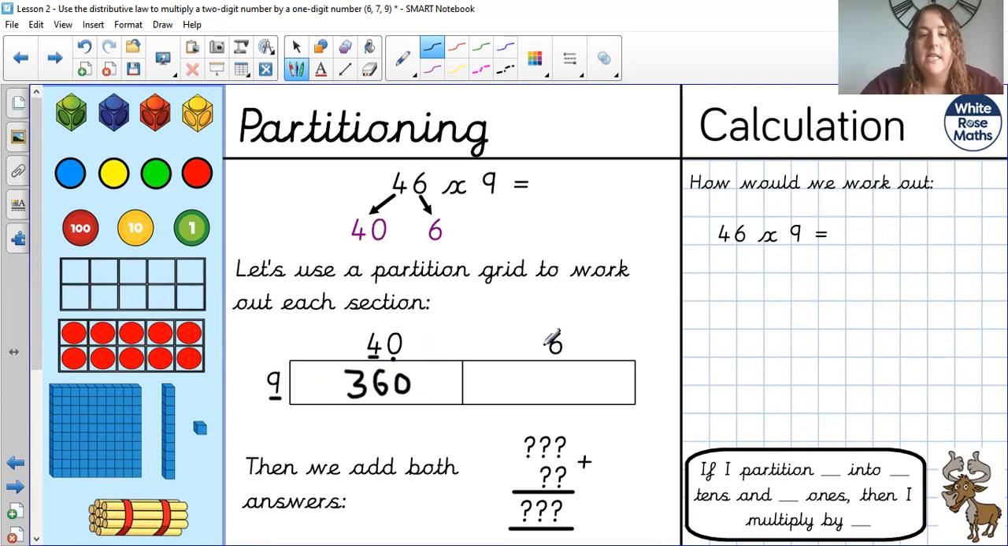Then I do 9 times 6. And again, if you need to use the multiplication chart, you're more than welcome, or the finger trick for the 9 times table. So I'm going to put my 6th finger down, and I can read the answer is 54. Okay, then all I have to do is add those numbers together.